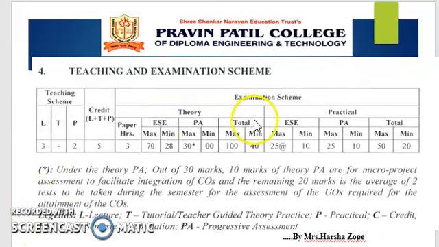Then let's see the teaching and examination scheme. In this examination scheme, you are having 70 marks for the theory paper. Then your practicals are having 25 marks for your term work and 25 marks for the end practical.